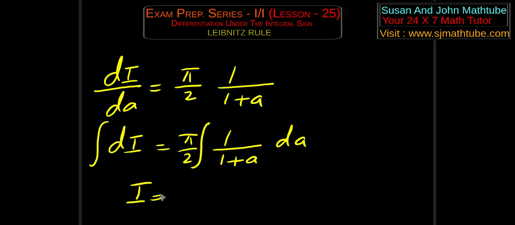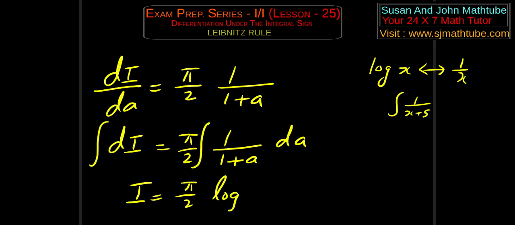So we get I. Yeah, by the way, I'll definitely ask one question. What is the derivative of log x? 1 by x. So what is integral of 1 by x? Log x. So what is integral 1 by x plus 5? Log x plus 5. So the answer is pi by 2 log 1 plus a plus c. And I'm going to call it equation number 1.